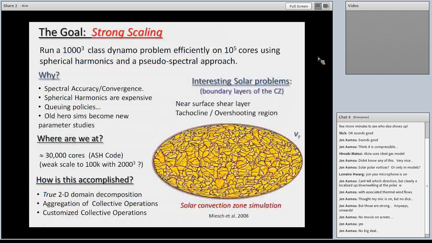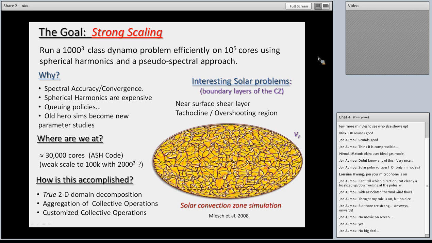Okay. And so my goal for the code, and I don't know if we're quite going to reach this, but we're getting close, is I would like to run something that's sort of a 1,000 cubed class problem on something like 100,000 cores. Right now we're able to do this on about 30,000 cores. I think that if I were to actually get my hands on 100,000 cores, I could probably scale strongly with a 2,000 cubed grid point kind of problem.